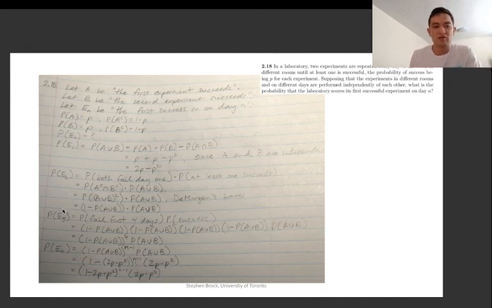Now let's consider 5 days. Let's consider the first success on day 5. That means that we failed the first 4 and then we got our success. So we have 1 minus probability of A union B, on day 1, day 2, day 3, day 4. We failed the first 4 days, and then we have our success, probability of A union B. So we can now raise this term to the power of 4, and then we have probability of A union B. That is the probability it takes 5 days to succeed.